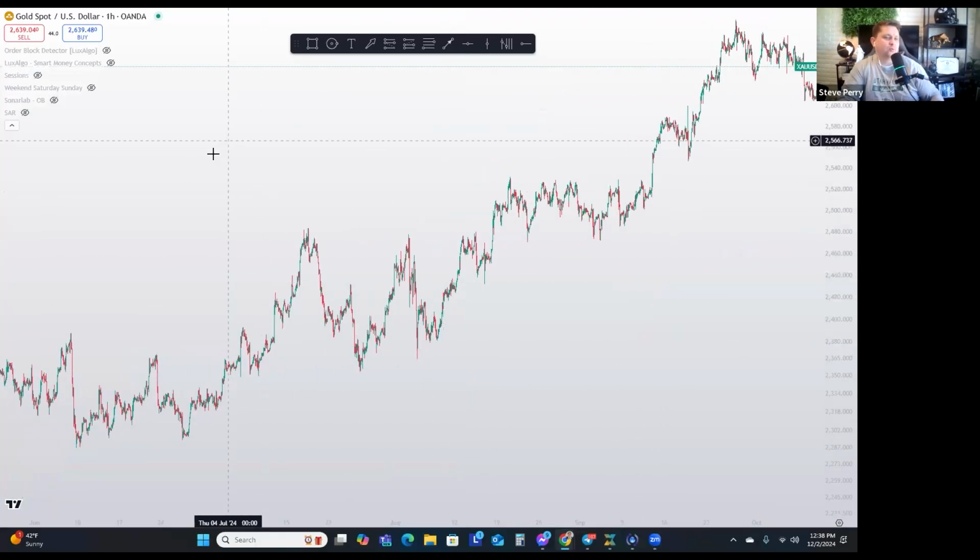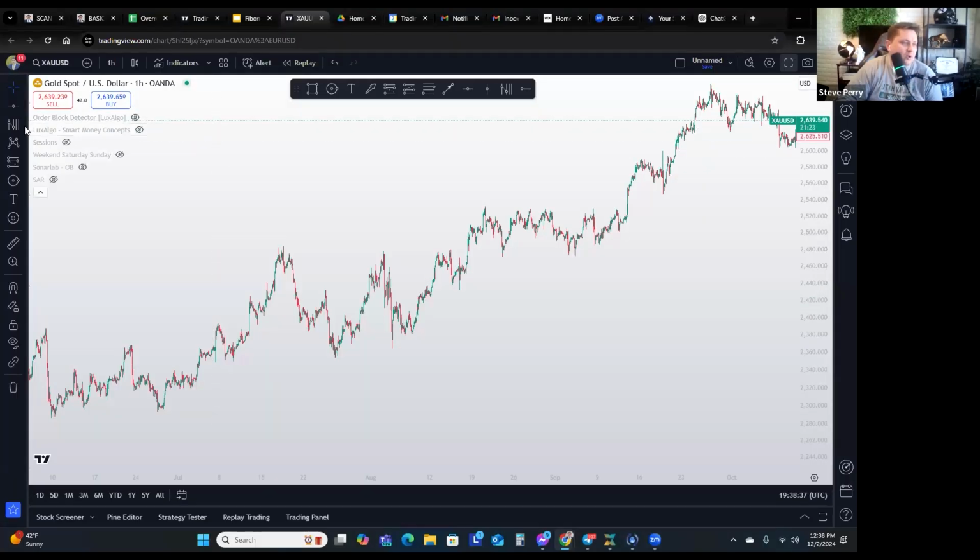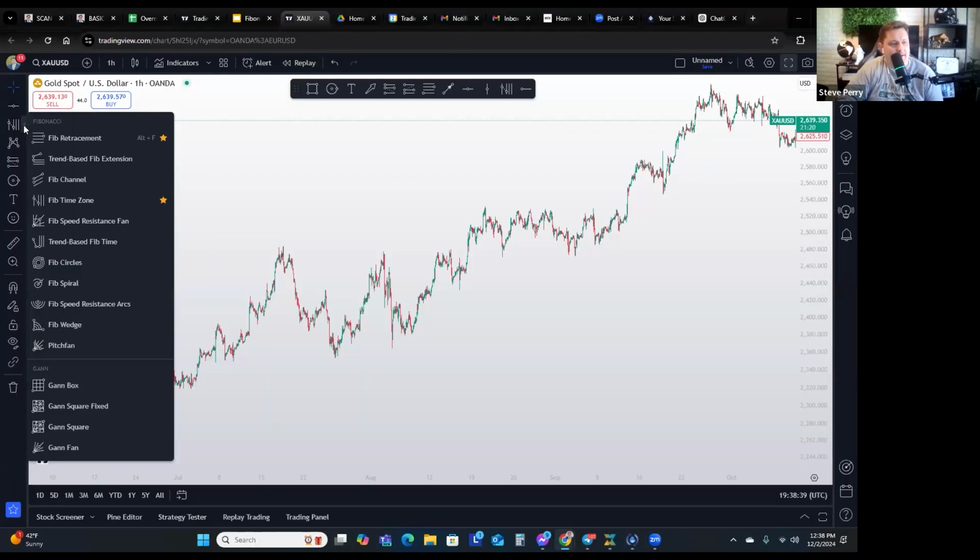So how do you find that? If you want to use the Fibonacci time zone, you just come over here in TradingView and you've got the Fib retracements, and then the Fibonacci time zone is right here. And you also have Fibonacci channels and trend-based Fib extension. Don't know how to use those, but you've got those as well. I've used the Fib speed resistance. I've used the Fibonacci fans before. I haven't really liked them, personally. I've just done Fib retracement and Fibonacci time zone.